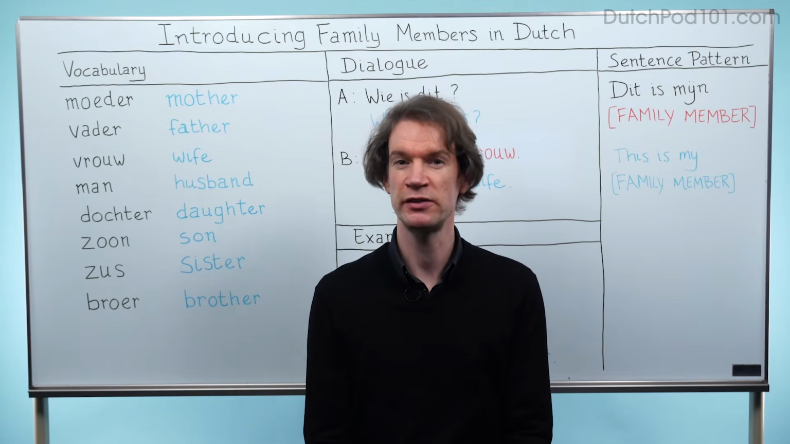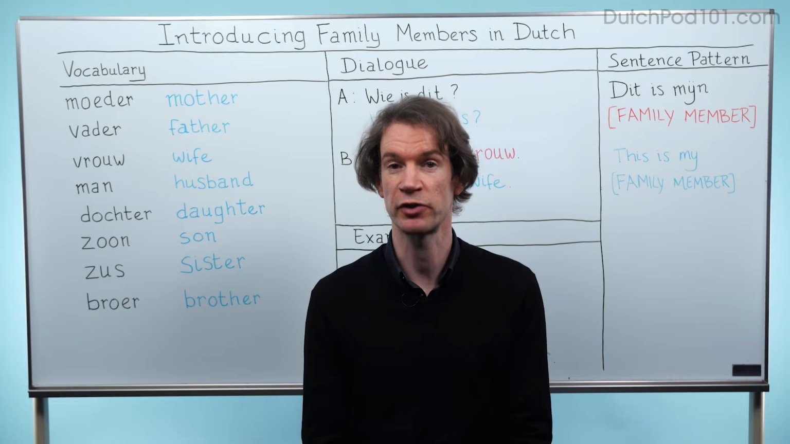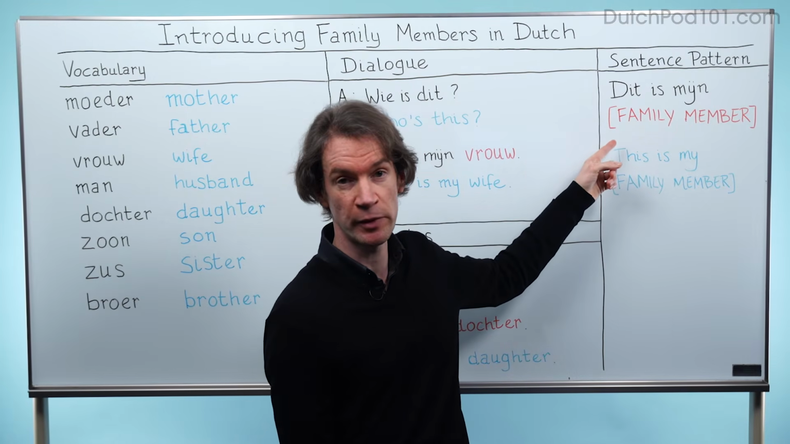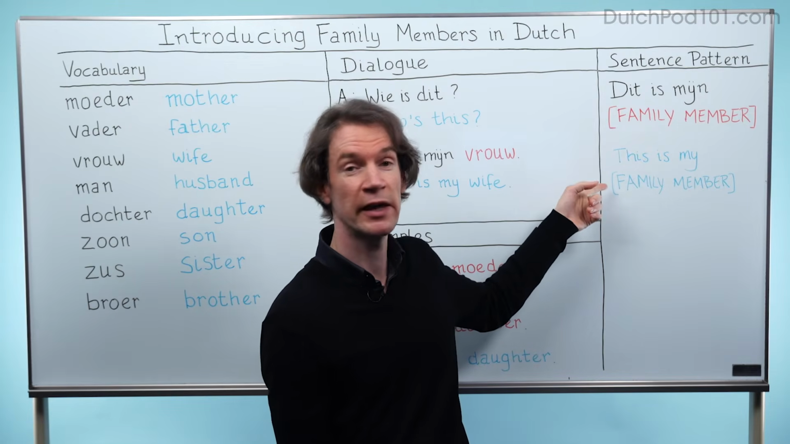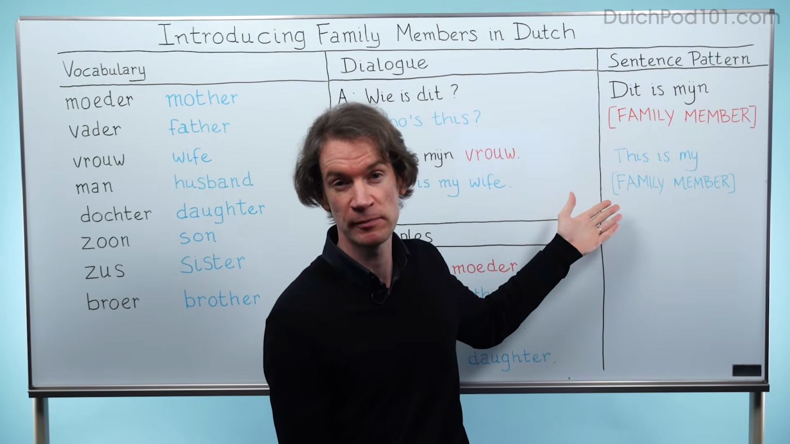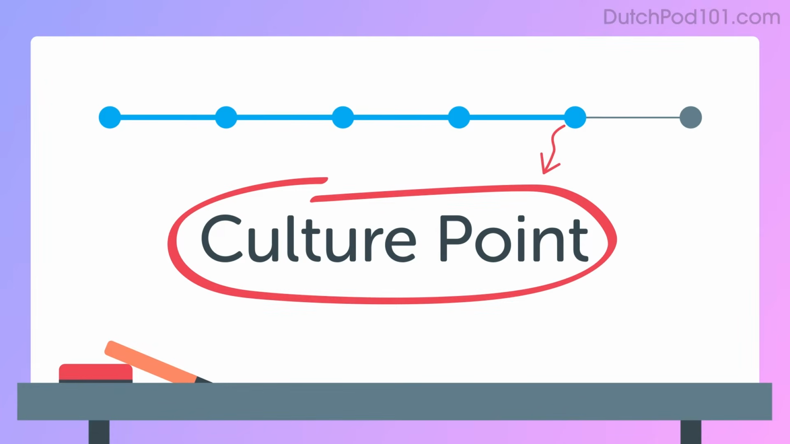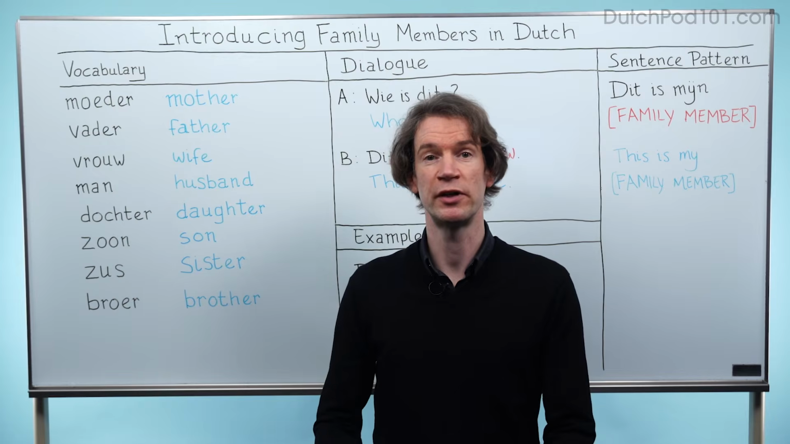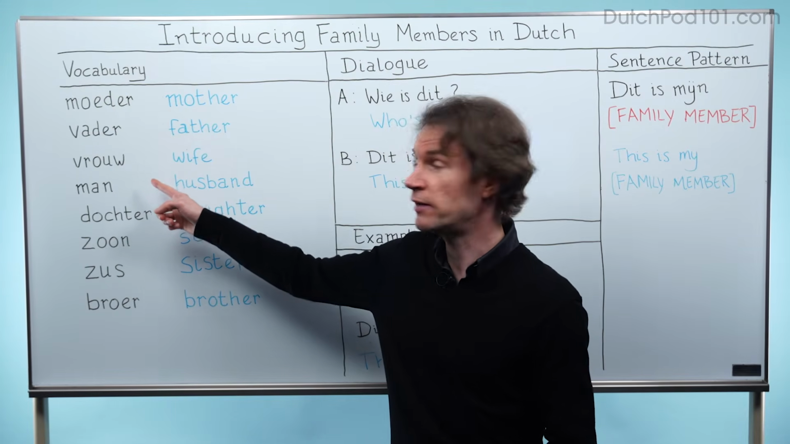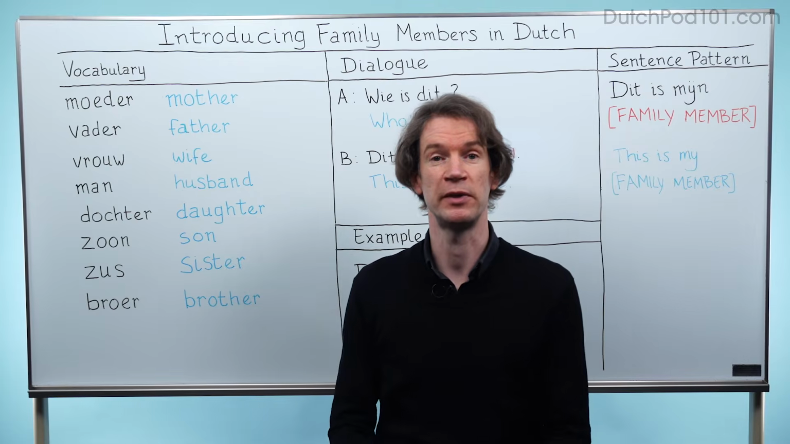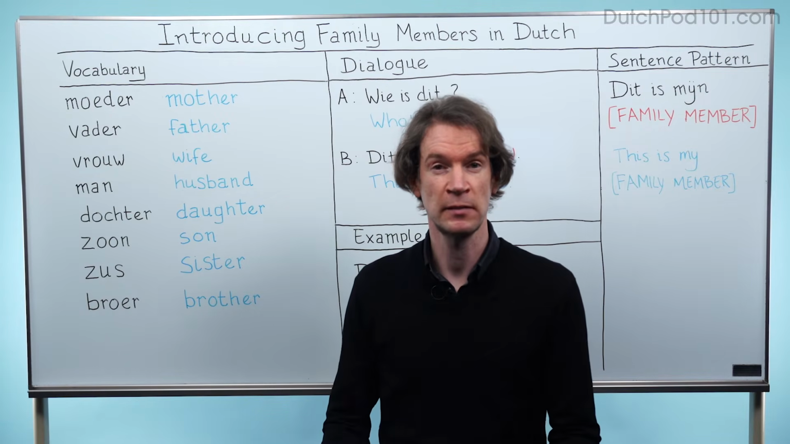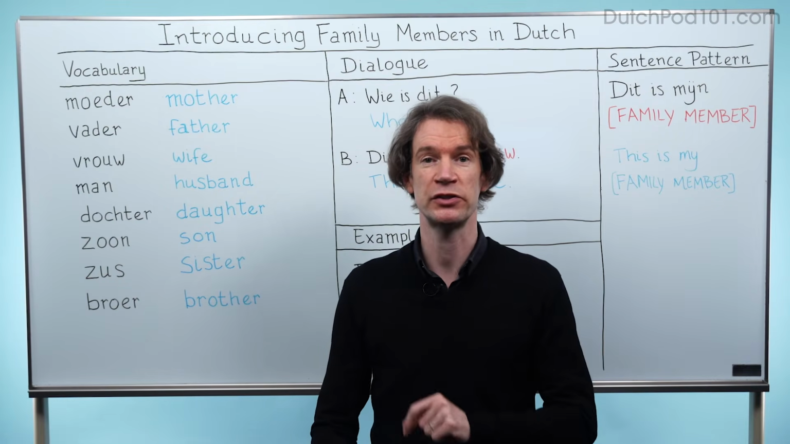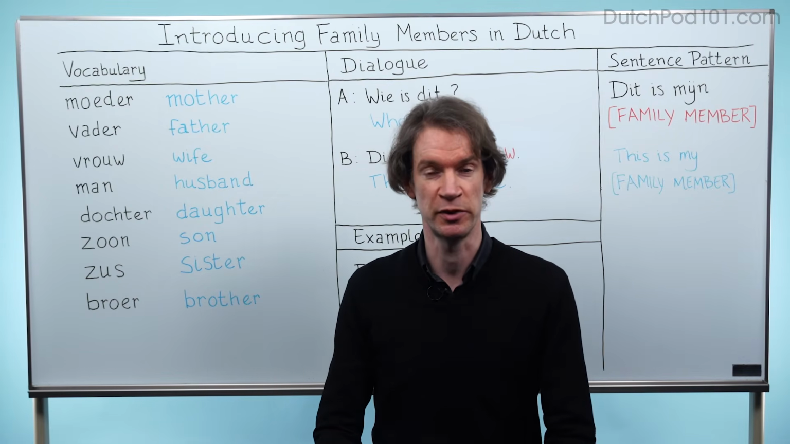As you can see, the sentence pattern for introducing a family member is straightforward. Dit is mijn family member. Just as in English, this is my family member. In Dutch, the standard words for wife and husband, vrouw and man, can also simply mean woman and man. However, if you use the sentence pattern you've just learned, it will be clear to the listener that you are referring to your wife or husband.